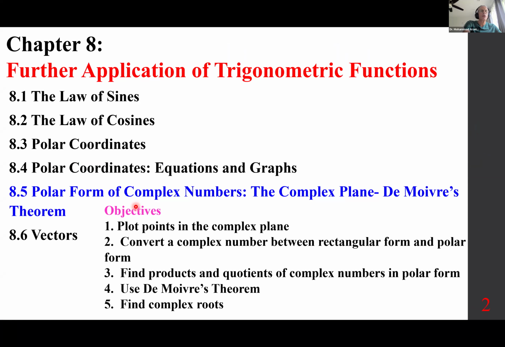So we've looked at the law of sines, cosines, polar coordinates, equations and graphs, and now polar form of complex numbers. The objectives are: plot points in a complex plane, convert a complex number between rectangular form and polar form, find products and quotients of complex numbers in polar form, use De Moivre's theorem, find complex roots.